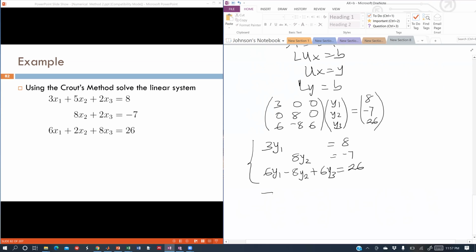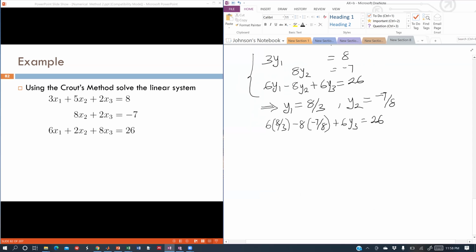So straight away, we can say that our y1 is actually equal to 8 on 3. And then y2 is equal to minus 7 on 8. That is very easy. Then we substitute all that into the third equation, which gives us 6 into y1, 8 on 3, minus 8 into negative 7 on 8, plus 6y3 is equal to 26.